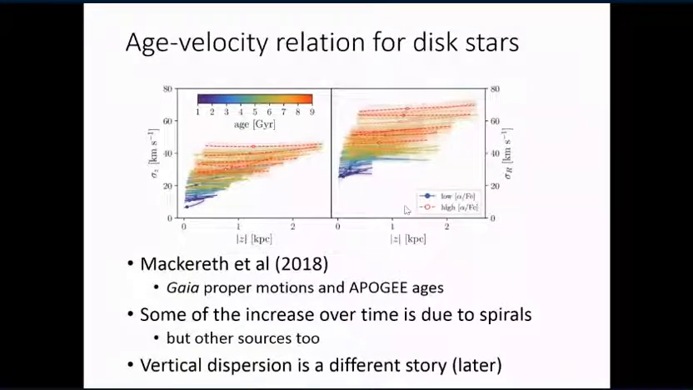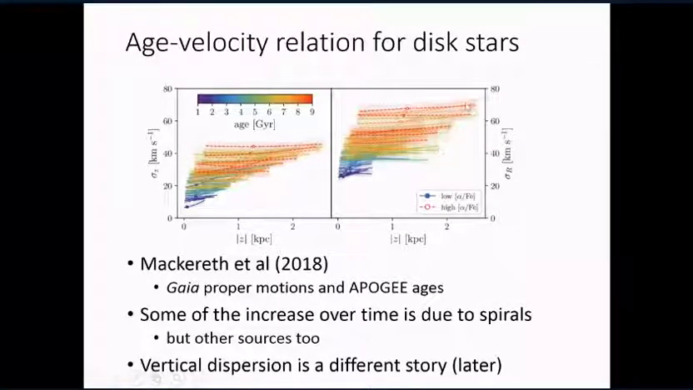Now, I mentioned that the random motion in the disk rises as a result of spiral activity, and this is confirmed if we look at the Milky Way data. This is Mackereth et al., who used Gaia data for the proper motions and estimated ages of the stars using APOGEE spectra. So this is very up-to-date new information. What they're showing here is the vertical velocity dispersion colored by estimated age of the stars, and the radial velocity dispersion of the in-plane motion, also colored by age, on the right-hand side. Although age is the principal color variation, it also varies with the metallicity of the material. Old stars are much more metal poor than young ones.